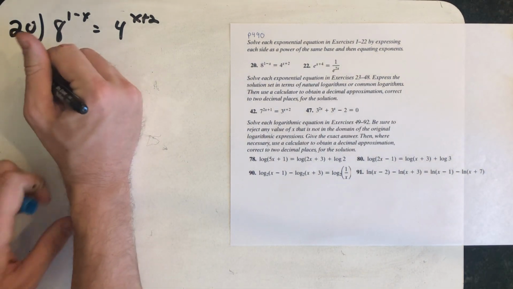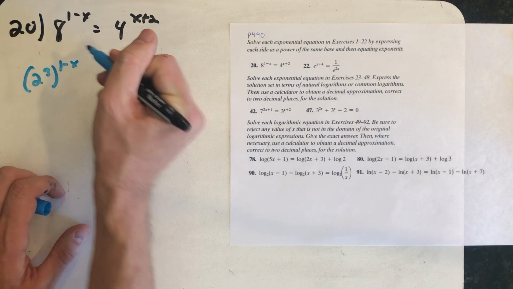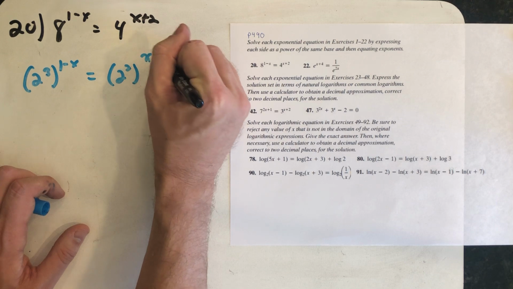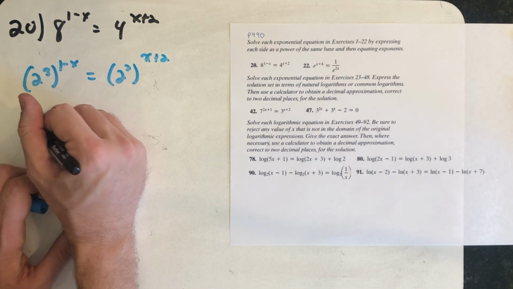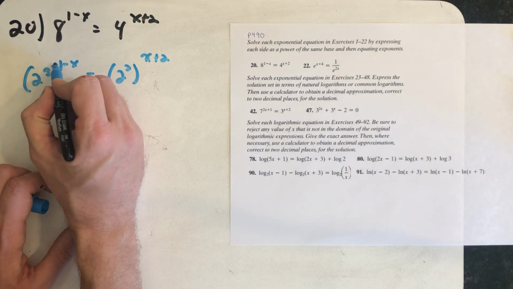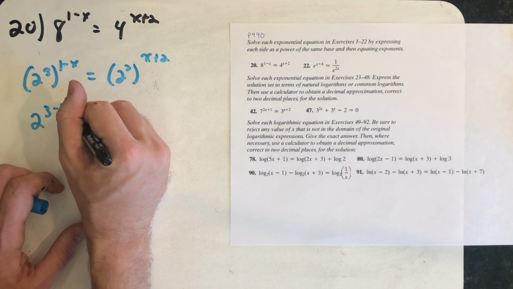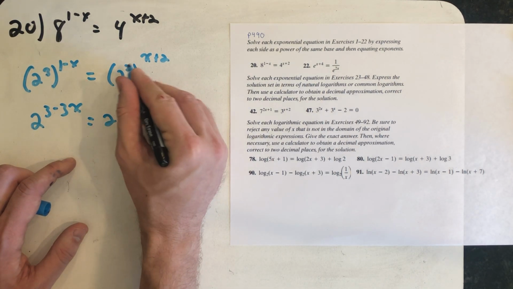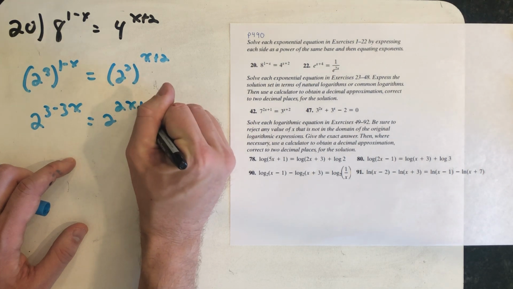So let's see, 8 is 2 to the third power, still raised to the 1 minus x. 4 is 2 squared raised to the x plus 2. Raise a power to a power and we multiply the exponents. So I need to imagine multiplying 3 and 1 minus x. Well, I need to distribute, so I get 3 minus 3x. Same thing on this side. I need to multiply 2 and x plus 2, and I'd have to distribute, so I get 2x plus 4.